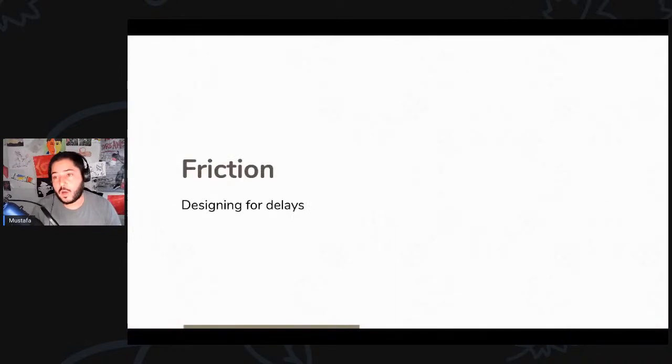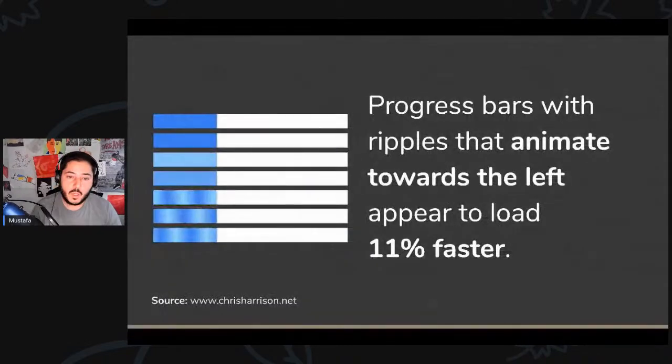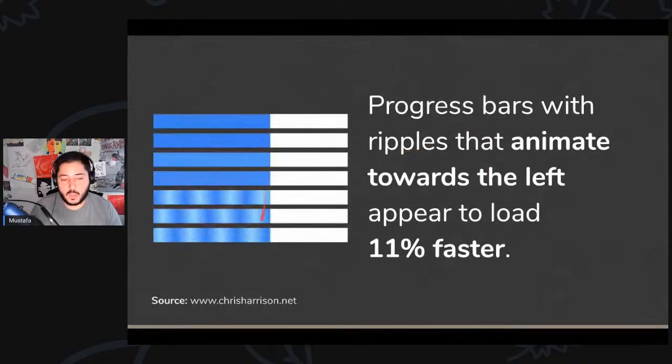So the final part of the talk is we're going to look at friction. An interesting bit of research showed that all these loading bars are loading the same amount of time, but with this one here, users perceive it to be loading 11% faster than the others. This is to do with the number of ripples which are actually animating. Now, this style is quite old, but it's very interesting that even though all these loading bars are the same, people actually think that this is faster.